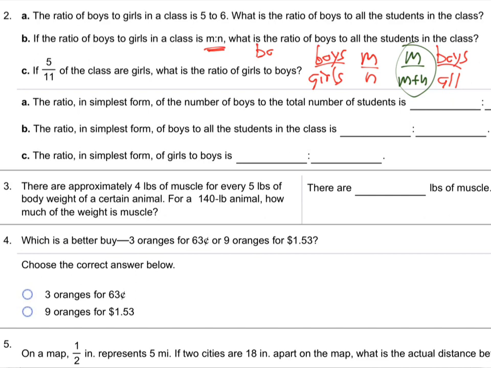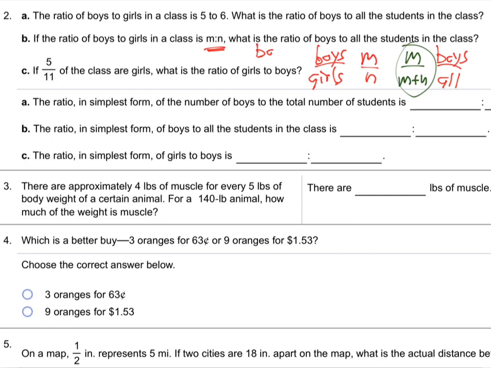And then C, if 5/11ths of the class are girls, what is the ratio of girls to boys? 5 to 6. Yeah, you just do it backwards, huh? Am I going too fast? You guys ready for another one?